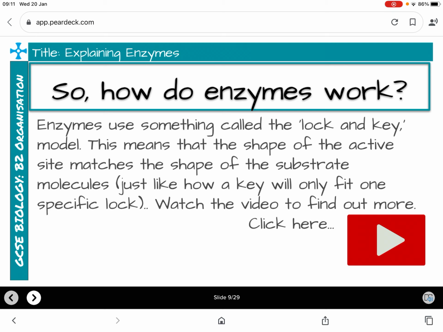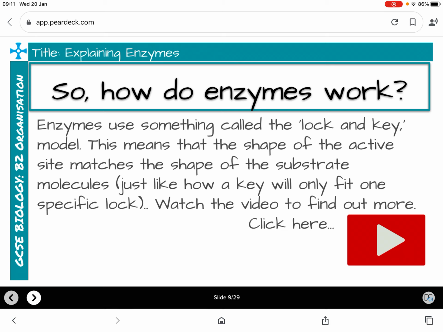And then there was a video that I made for you about the lock and key model. So there's two ideas about how enzymes work. One is called the lock and key model, where the substrate is like a key and the active site is like a lock. And if that key won't fit in the lock, then it's not going to work.